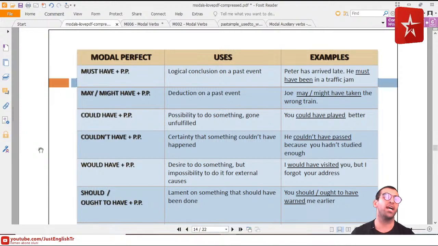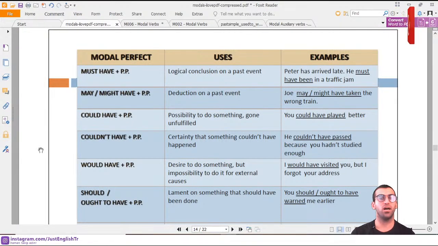May or might have, it's a kind of deduction, like maybe or might. Okay, deduction on a past event. Joe might have taken the wrong train, or Joe may have taken the wrong train. Yanlış trene binmiş olabilir. Like this.